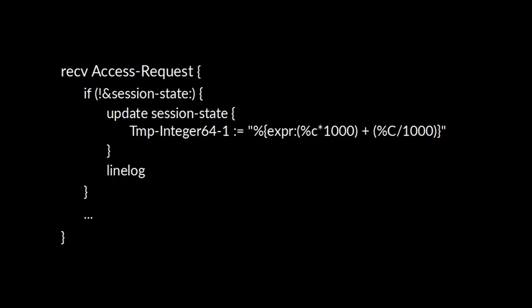I've picked here for the temp integer64.1. This is actually calculating the time in milliseconds of the current request, which can be useful later. The %C, the lowercase %c and uppercase %C expansions are only in version 4. So if you're doing this in version 3, then you have to change what you're logging there. But that's going to basically store the time that the first request came in, in the session-state list.